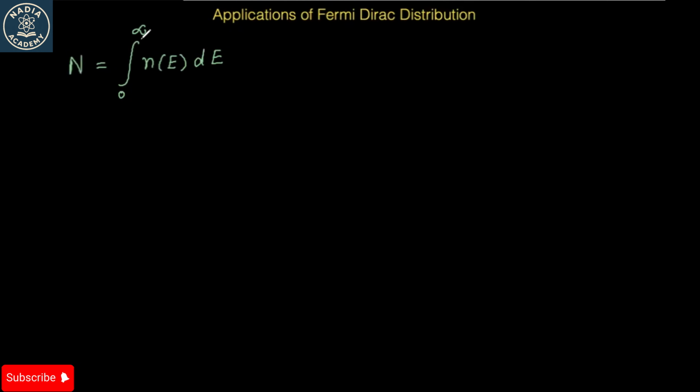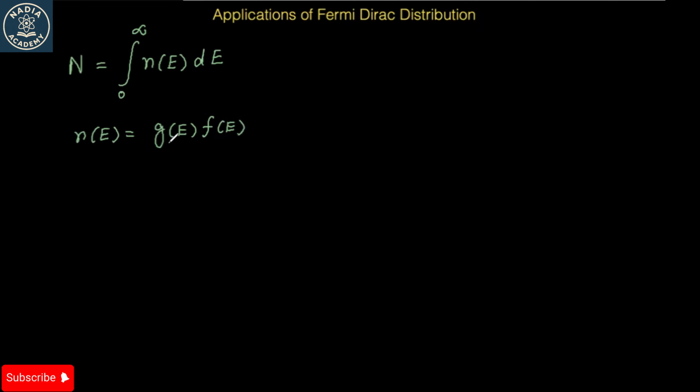That means we have considered all possible energy levels. Now, we can write this Ne, that must be equal to G of E times F of E. So here, G of E is the density of states. Density of states means the number of available energy states within the delta E, within the interval of the energy.